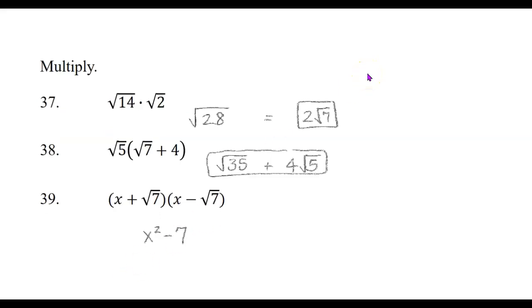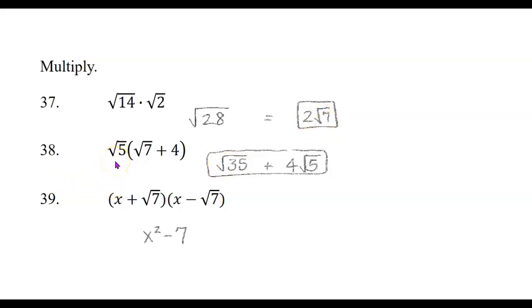Now we're multiplying. The square root of 14 times the square root of 2 would be the square root of 14 times 2. That is the square root of 28. And that can be simplified because 28 is 4 times 7. So the square root of 28 would be the square root of 4, which is 2, times the square root of 7.